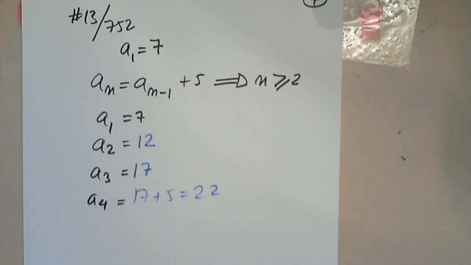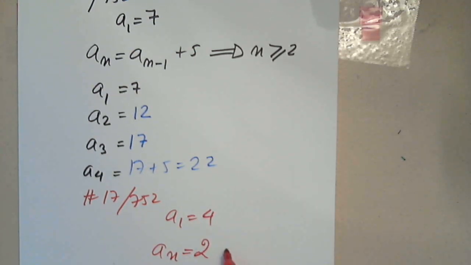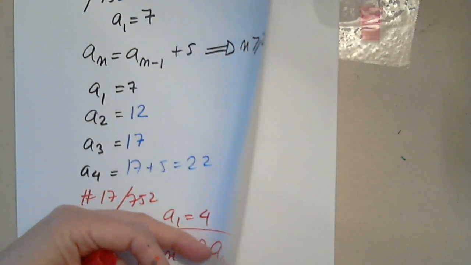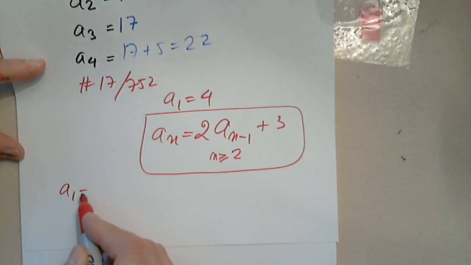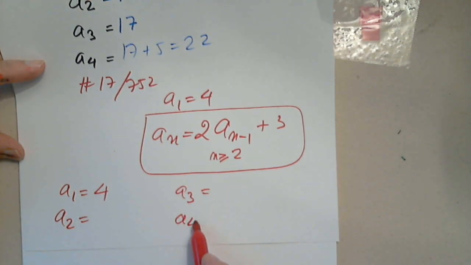Okay, let's look at another. Let's say 17, same page. So we have a1 is given to us, and a sub n is 2a sub n minus 1 plus 3. And of course, this formula must be for n greater than or equal to 2. Same question, they just want us to determine the first 4 terms. They want us a1. Thank you very much, I have it. They want us a2, a sub 3, and a sub 4.